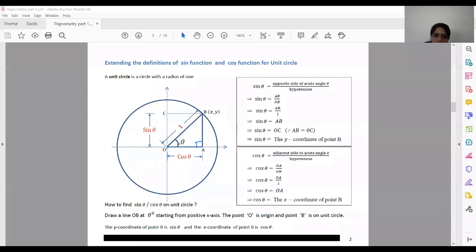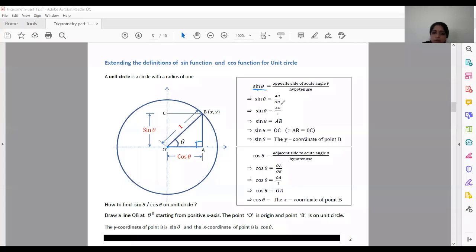Okay, now we are talking about this angle theta. This is the adjacent side, this is the opposite side. Right? So, as per the rule, sine theta is what? Opposite side of the acute angle theta upon the hypotenuse. Now, what is the opposite side? Opposite side is AB. So, sine theta is equal to AB upon the hypotenuse. It means AB upon OB.